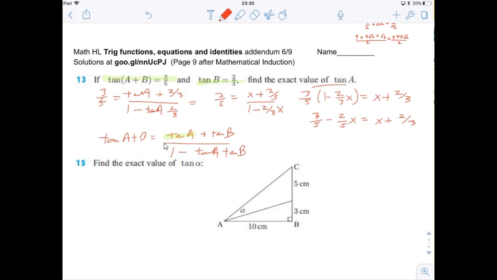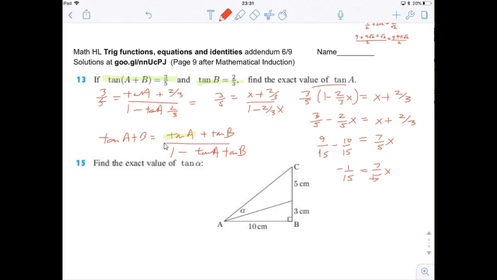Now we're going to combine the x's and we'll combine the numbers. We'll add 2/5 x to both sides, so we'll have 7/5 x. We'll subtract 2/3 from both sides. So we end up with 3/5 minus 2/3, which we could write with a common denominator of 15. So 3/5 would be the same as 9/15, and minus 2/3 would be the same as 10/15. So we would have negative 1/15 on the left. We would have 7/5 x on the right, and we could reduce these fractions.